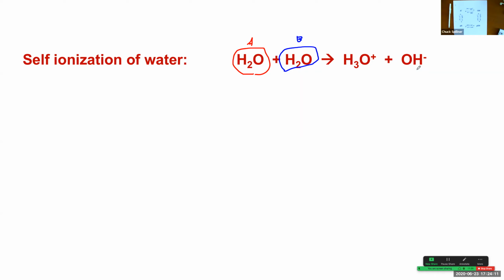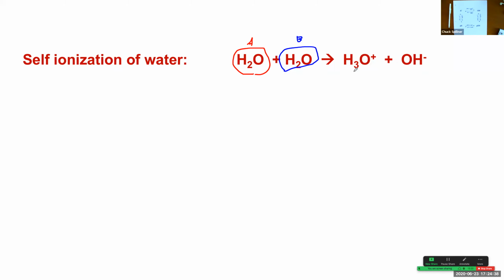But in water, the amount of hydronium ion and hydroxide ion is limited by this equilibrium. Let me back up a little. We know water is not very ionic, so there aren't very many of these. There's not very much hydronium ion, not very much hydroxide ion.